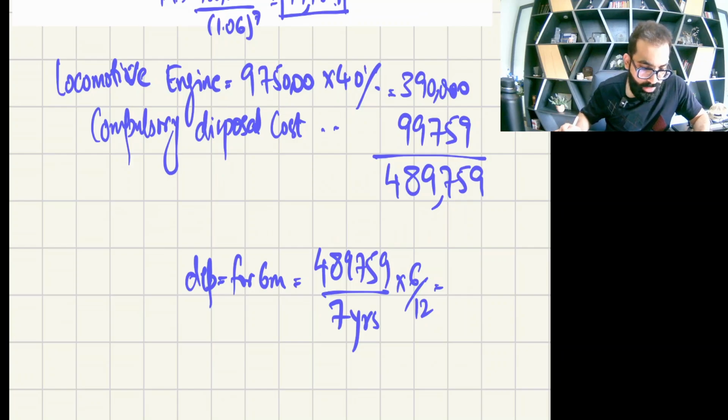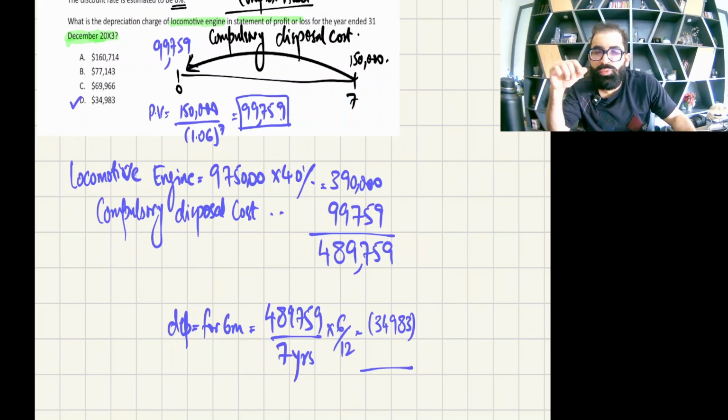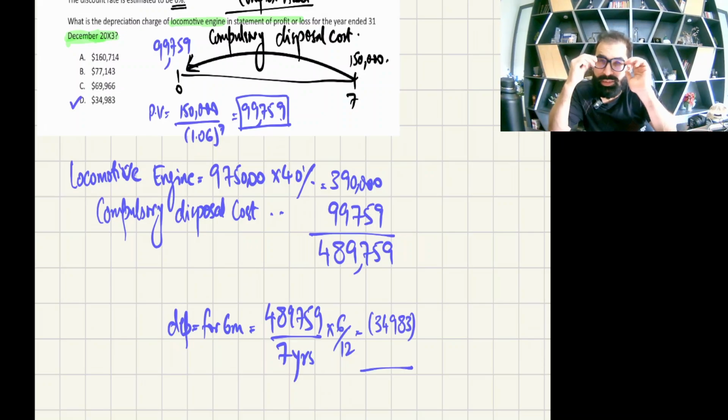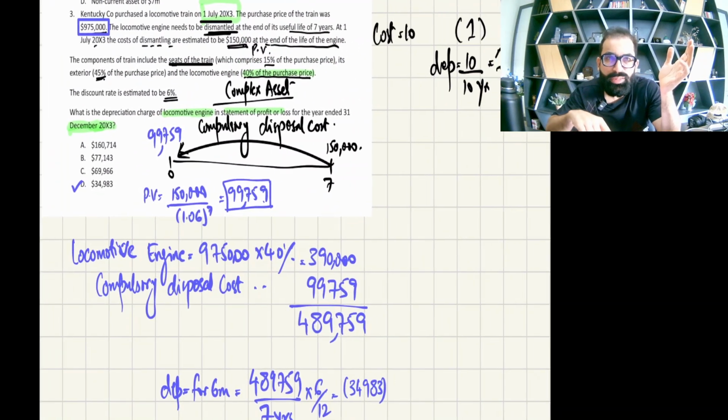$34,983. This is the 6 month depreciation. What they are asking? They are asking this. Yes, this 6 months depreciation is only 34,893. That's it. They want only 6 months depreciation.